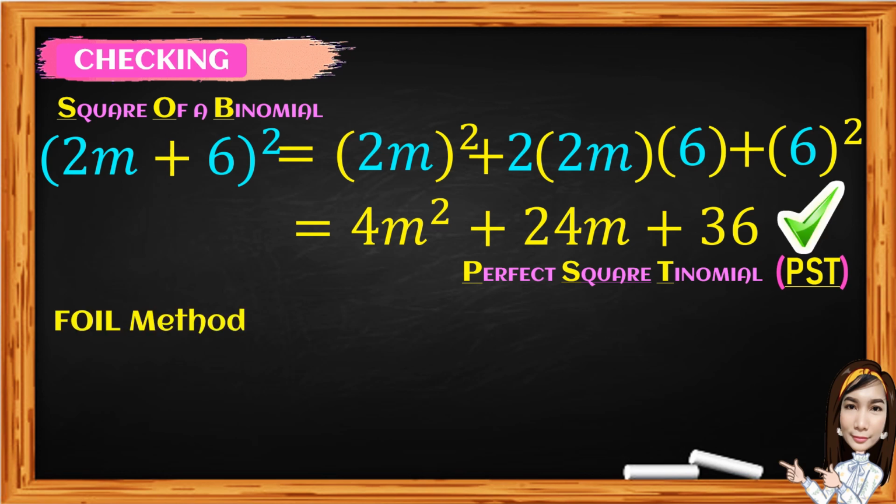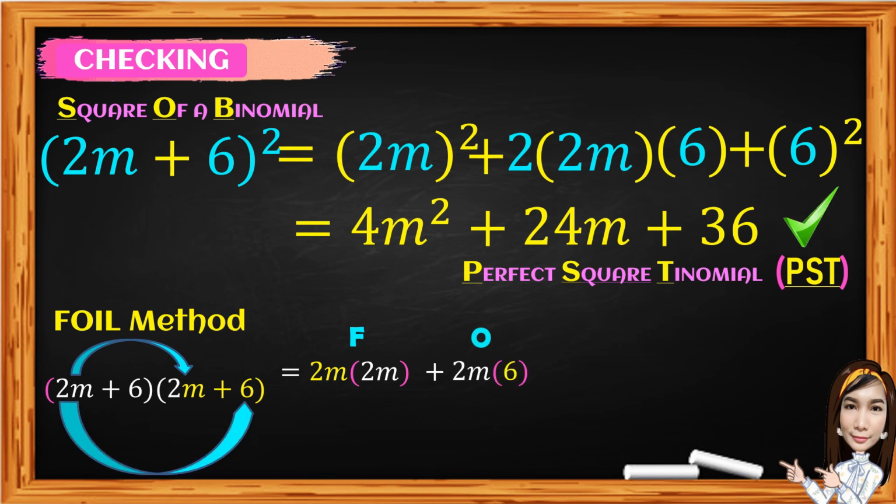Next, we can use the FOIL method. So write it in the expanded form. We have the quantity of 2m plus 6 times the quantity of 2m plus 6. So multiply the first terms, we have 2m times the quantity of 2m. Multiply the outer terms, we have 2m times 6. Multiply the inner terms, we have 2m times 6. And multiply the last terms, we have 6 times 6.